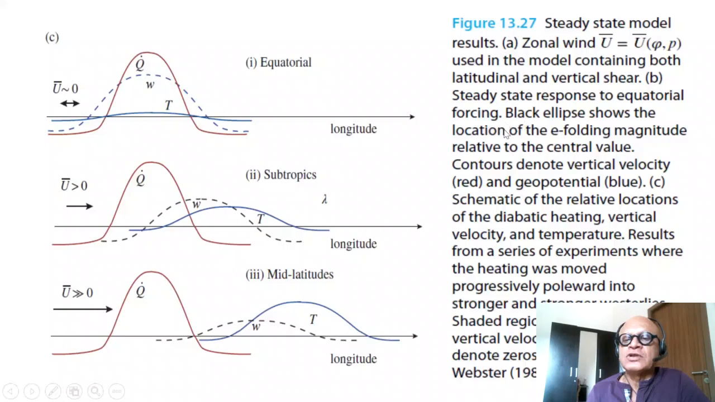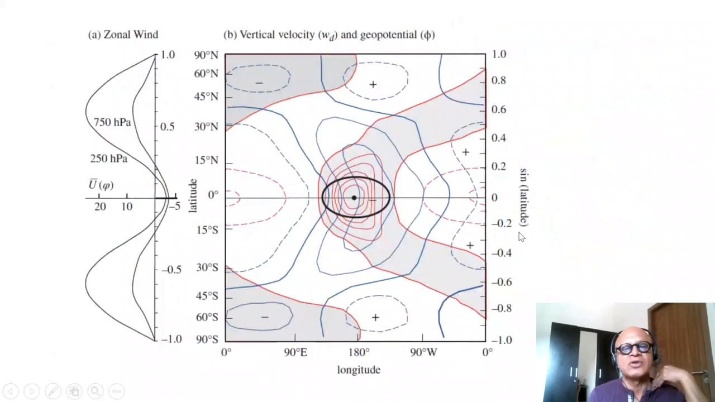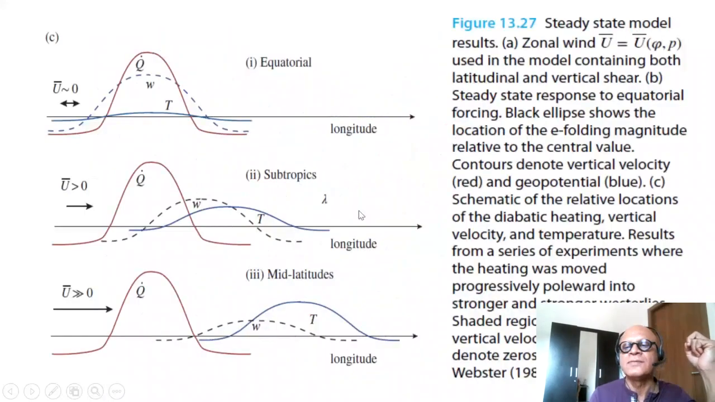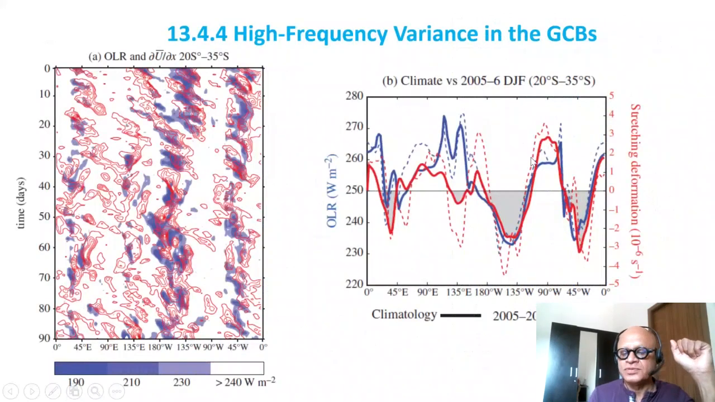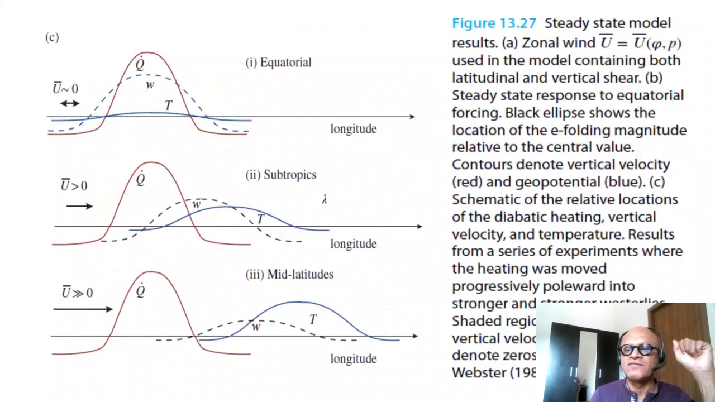Steady state response to equatorial forcing, so diabatic heating is imposed in the equatorial region. Black ellipses show the location of the E-folding magnitude relative to the central value, so kind of a decorrelation scale. Contours denote vertical velocity in red, geopotential in blue, and the C is showing something that we'll come back to in a minute. So this is the decorrelation scale. These are the vertical velocities in red, and blue are the geopotential height. Okay, so remember again that red contours denote vertical velocity.